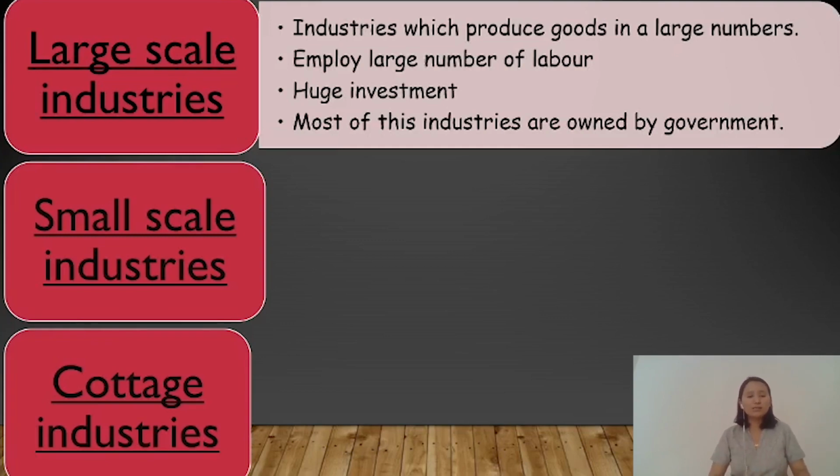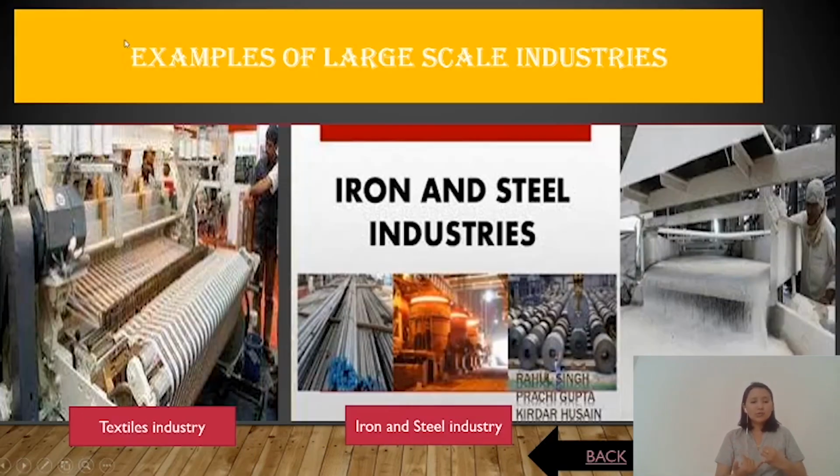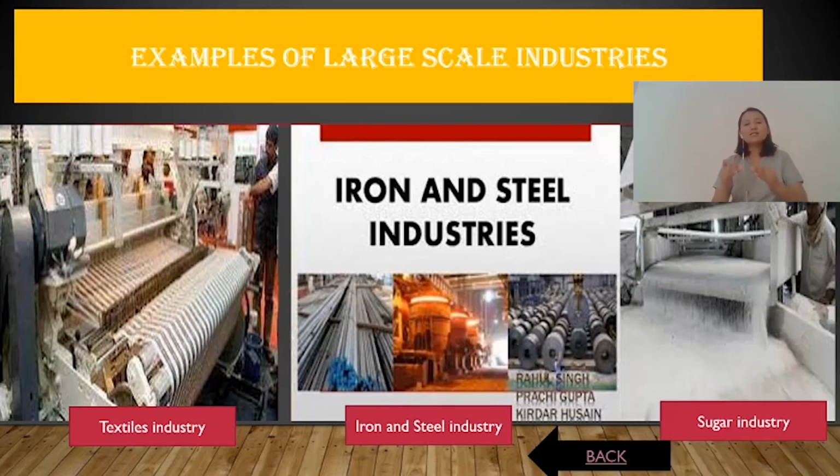but there are some large-scale industries owned by the private sector as well. Some examples of large-scale industry in our country are the textile industry, which includes cotton and jute industry, then the iron and steel industry, and then the sugar industry. All these industries come under large-scale industry because production is done in a very large number, a large number of workers work in them, and a huge amount of money is spent for the production.